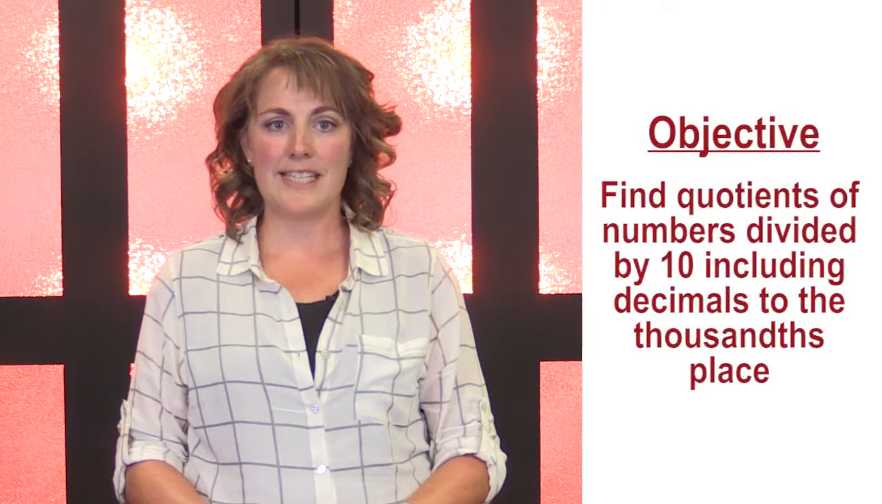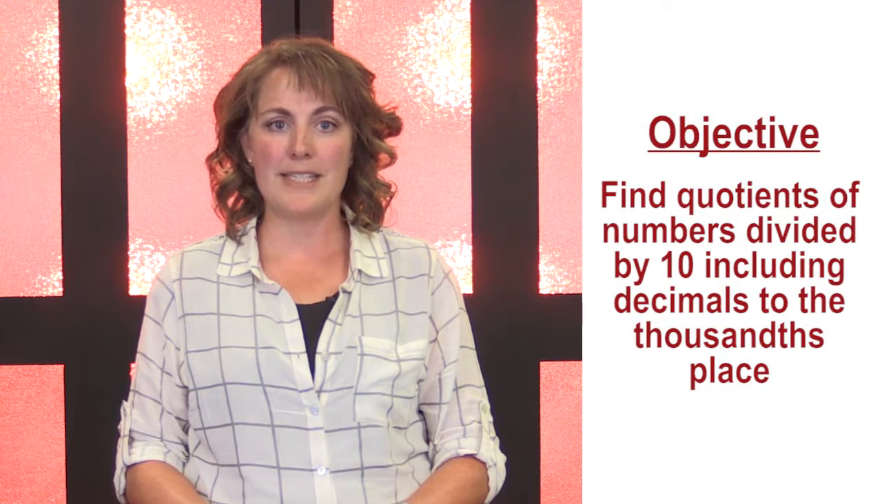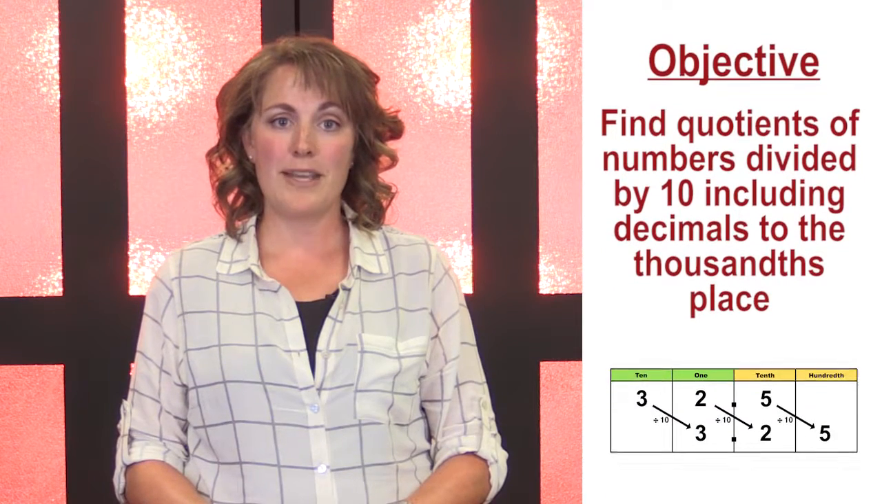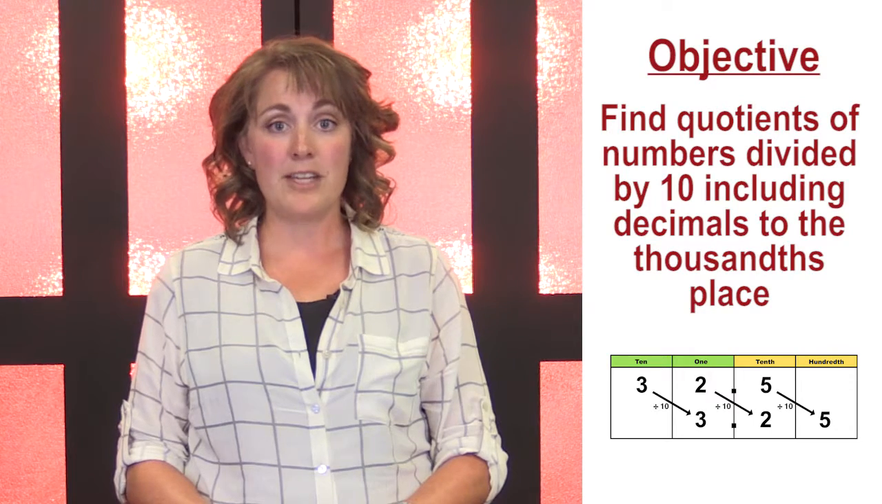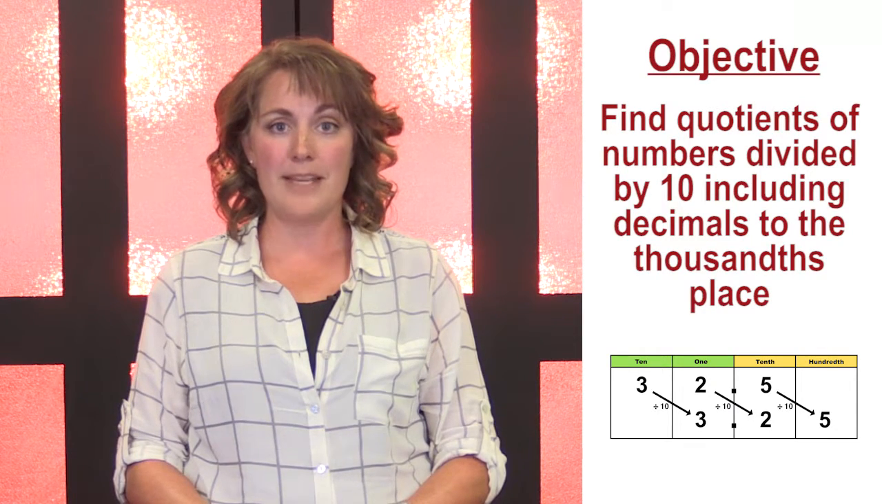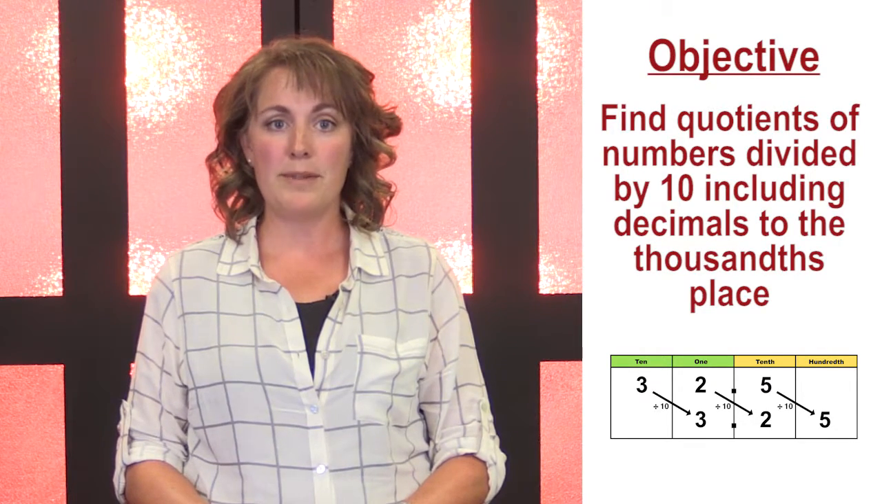Our objective in this lesson was to find quotients of numbers divided by 10, including decimals to the thousandth place. We met this objective by using models and looking for patterns within a place value chart. We used our observations to generalize that when a number is divided by 10, the digits of that number move 1 place to the right.